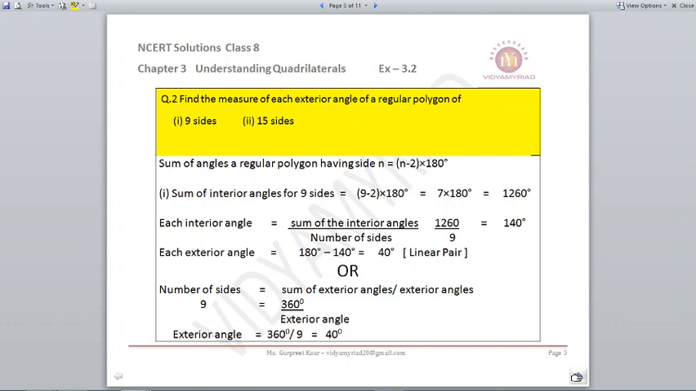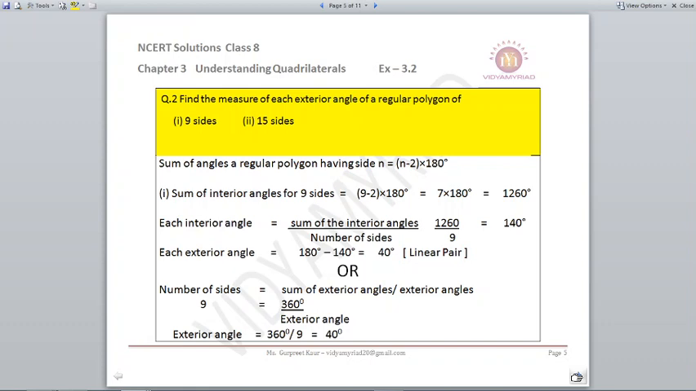But I need to find out the exterior angle. How will I find out? I know interior plus exterior, they form a linear pair. I know interior as 140 degrees, so exterior will be 180 minus 140, which is equal to 40 degrees. So the regular polygon which has 9 sides, their exterior angle will be equal to 40 degrees. This is one way of doing a question.